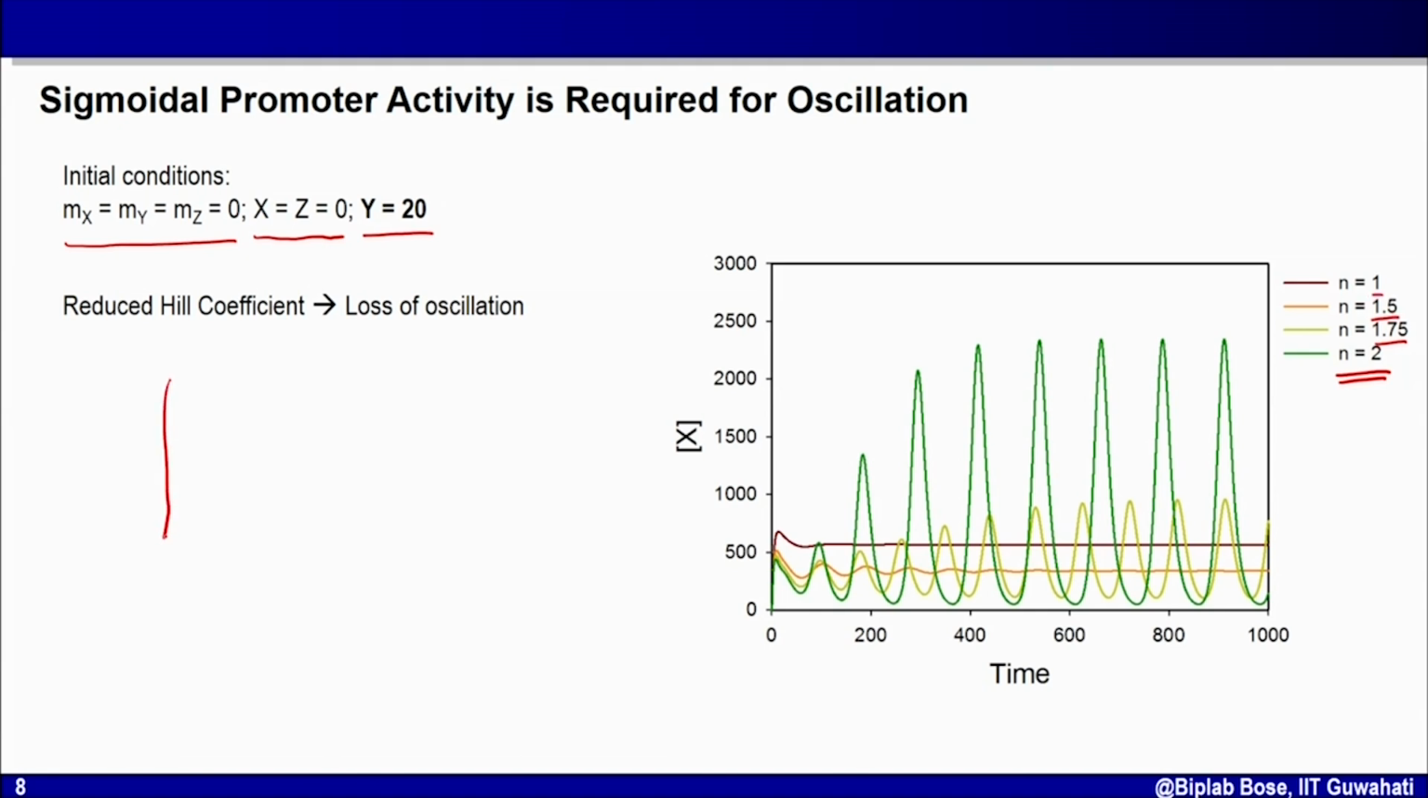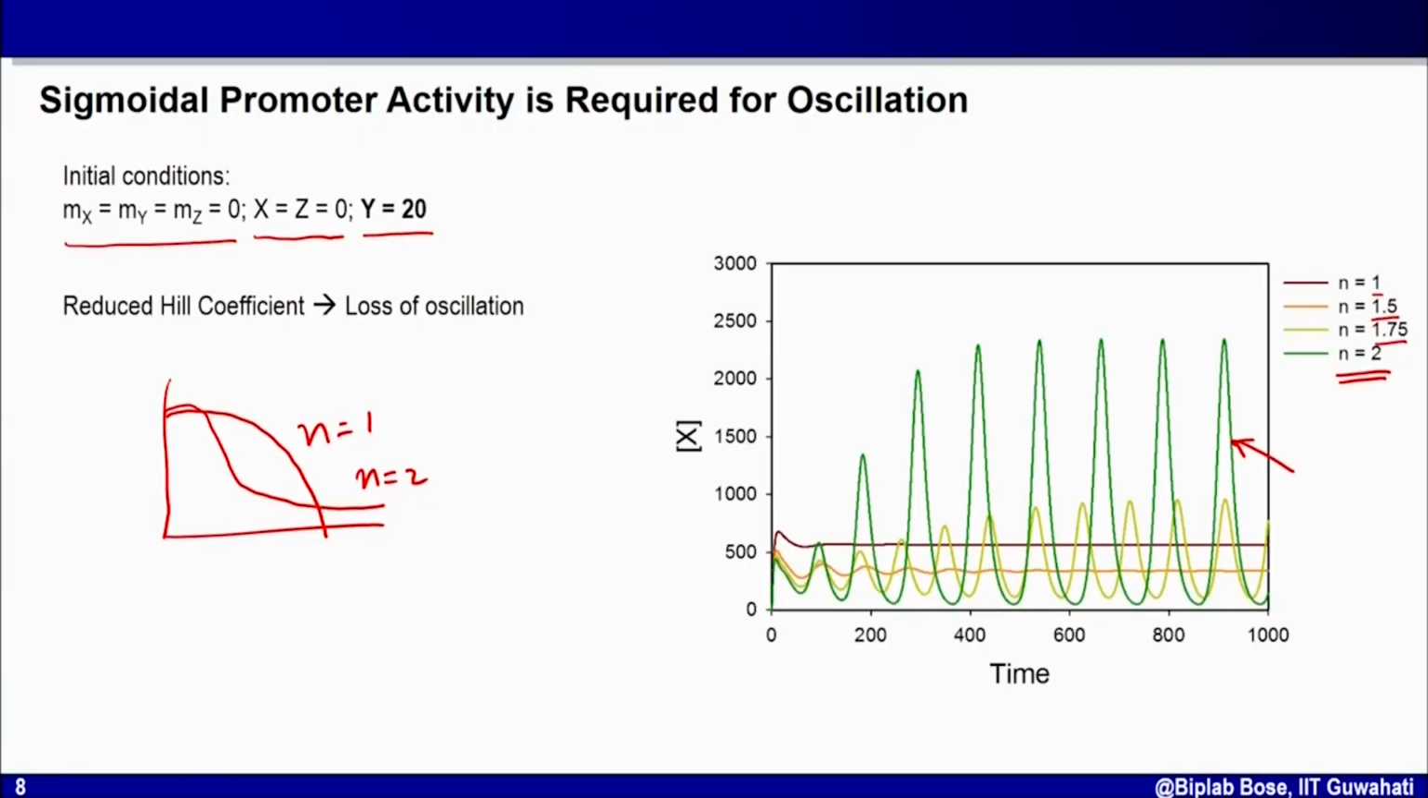That means what I am doing, I have this type of sigmoidal behavior for n equal to 2, and I am moving towards this one where n equal to 1. So as I move from sigmoidal to hyperbolic, what happens to the behavior of this system? I have only plotted x versus t. You can plot y versus t, z versus t, and you will find similar behavior. When the Hill coefficient is 2, these green lines, you have limit cycle oscillation, as we have discussed earlier. When I make n equal to 1, I get this stable steady state. I lose the oscillatory behavior.